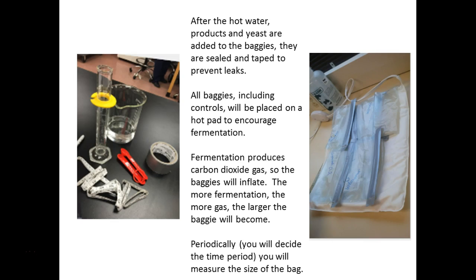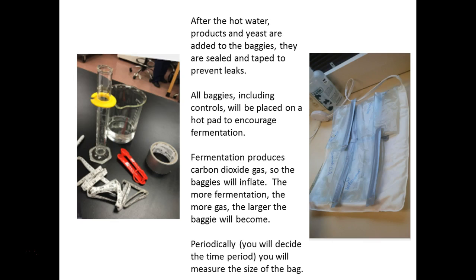After the hot water, products and yeast are added to the baggies, they're sealed and taped to prevent leaks. All baggies, including the controls, are going to be put on the hot pad. That's going to encourage fermentation, which proceeds faster at a warmer temperature. Fermentation will produce carbon dioxide, so the baggies are going to inflate. The more fermentation, the more gas, the larger the baggie will become.